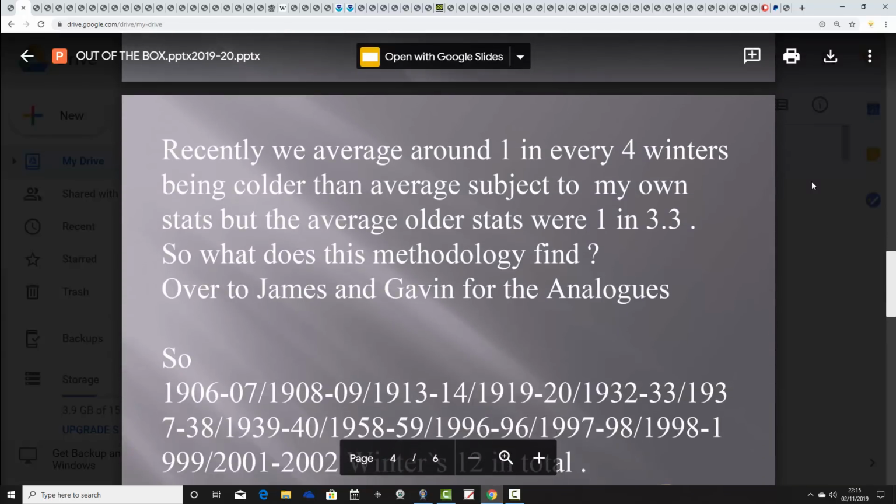Recently, we averaged 1 in every 4 winters being colder than average, subject to my own stats, but the average older stats were 1 in 3.3.